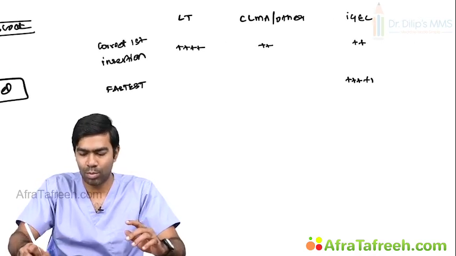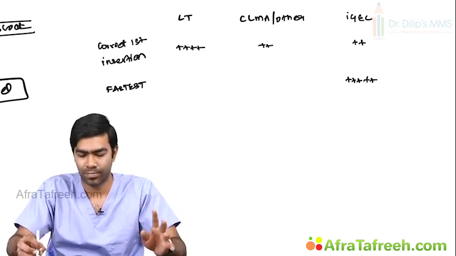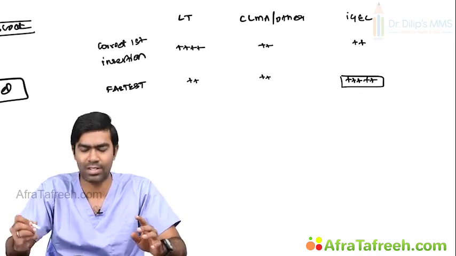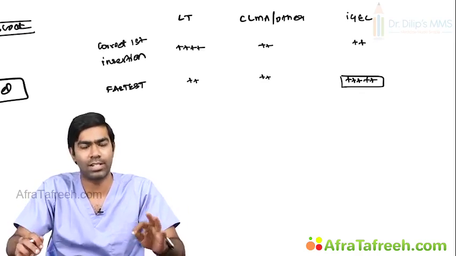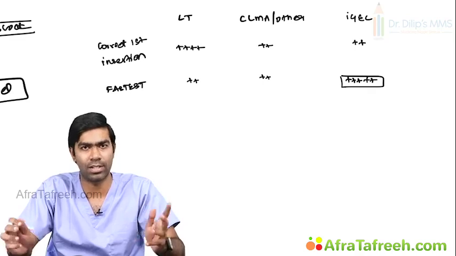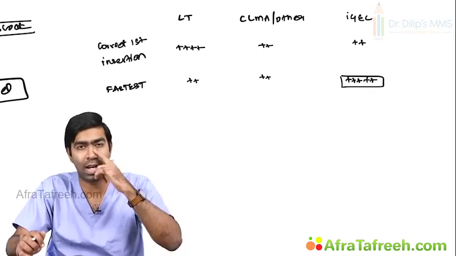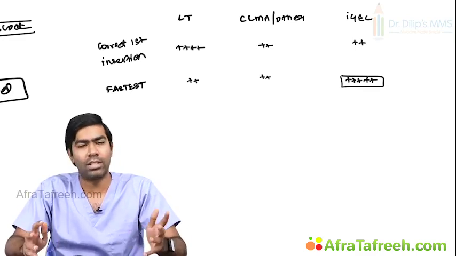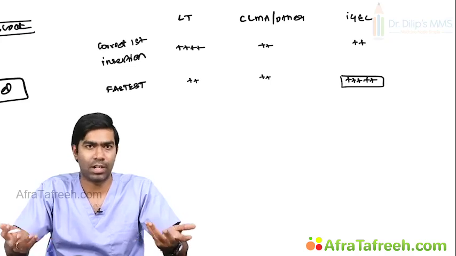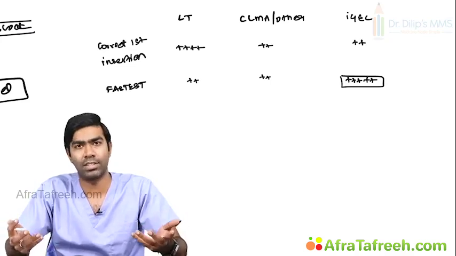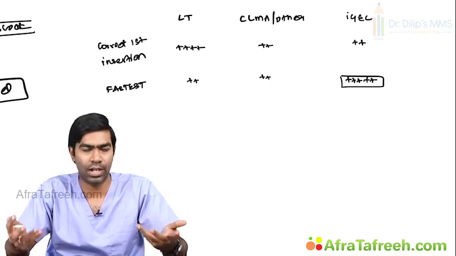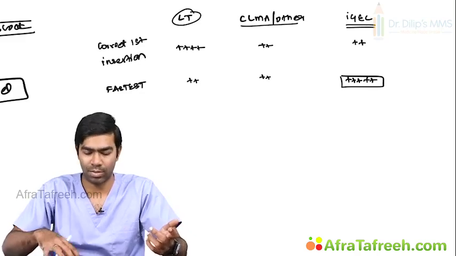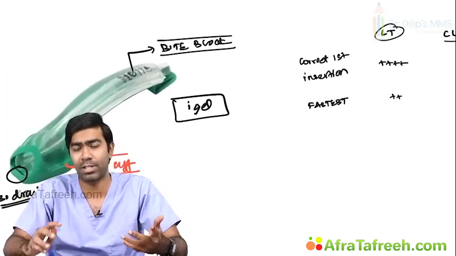iGel is supposed to get inserted within 16 seconds, whereas other LMAs might take a little bit longer, which means the fastest among all is iGel, only 16 seconds. Others might take 26 to 35 seconds depending on the type of LMA or laryngeal tube you are using. Clear? And again, the pharyngeal leak, the cuff leak pressure, is much higher with iGel. So iGel has a lot of other advantages compared to the standard laryngeal tubes and the other LMAs. That is why iGel has a special place.